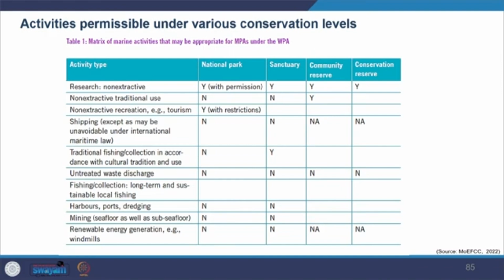So you see the whole range of activities which are allowed, activities like research, non-extractive traditional use, non-extractive recreational, shipping, traditional fishing, untreated waste discharge, fishing collection, harbor, mining, renewal. And you see across the national park, sanctuary, community reserve, conservation reserve, what kind of activities are allowed and not allowed. So looking at all these protected areas, the largest MPAs are in the Indian and Pacific Oceans.